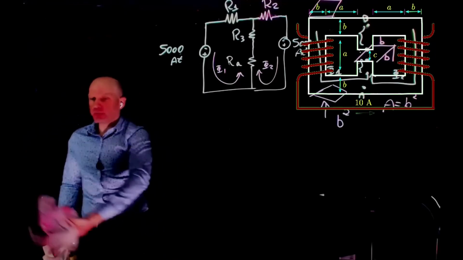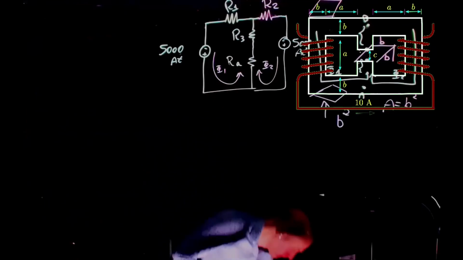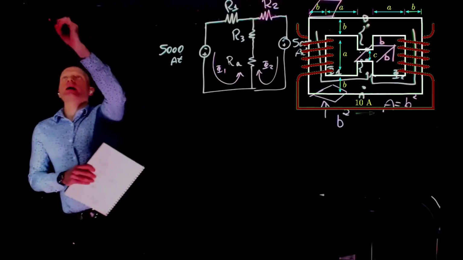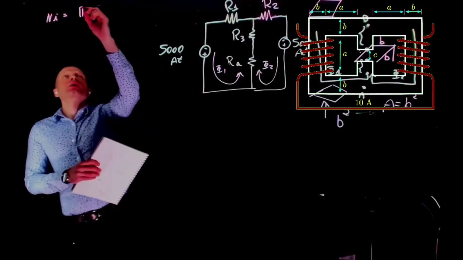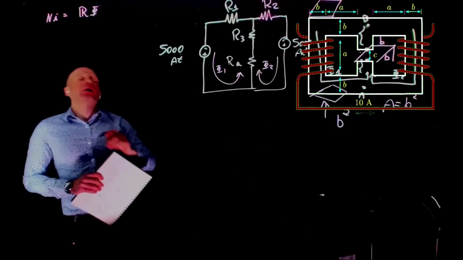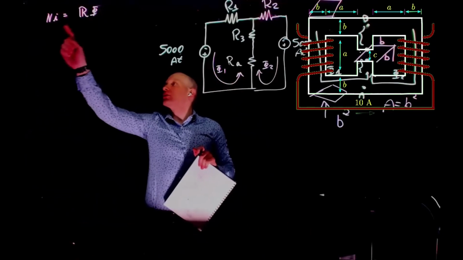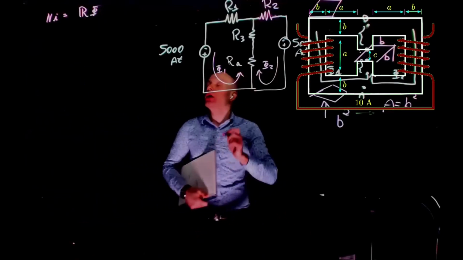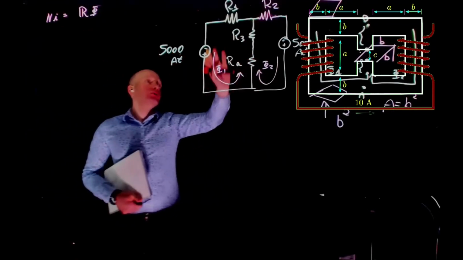Let's start with loop number 1. We know that Ni equals R phi, or phi equals Ni divided by the reluctance. That is one of the equations we used earlier. And you can now go through this loop and apply this to this entire loop here.